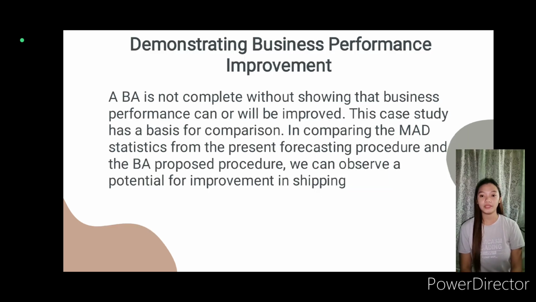A BA is not complete without showing that business performance can or will be improved. This case study has a basis for comparison. In comparing the MAD statistic from the present forecasting procedure and the BA proposed procedure, we can observe a potential for improvement in shipping. The MAD statistic represents the average monthly overage or underage of motors that could have been avoided if the BA proposed procedure had been in place. Such needless shipment wastes effort and adds to consistent inefficiency for the manufacturer.